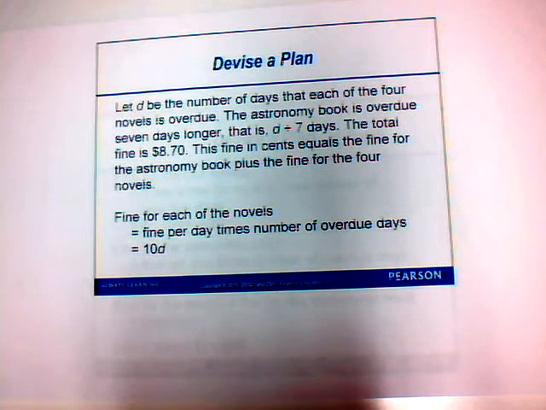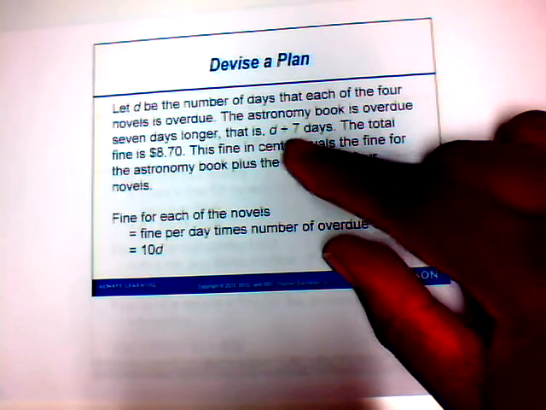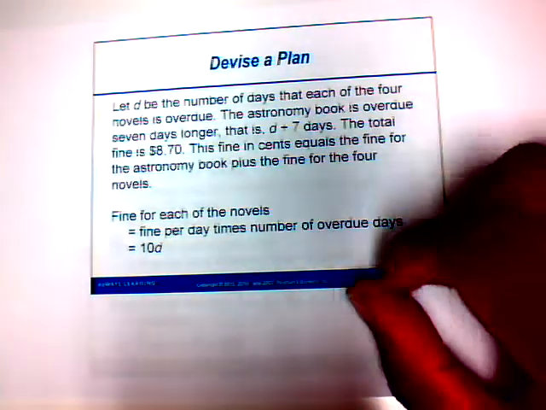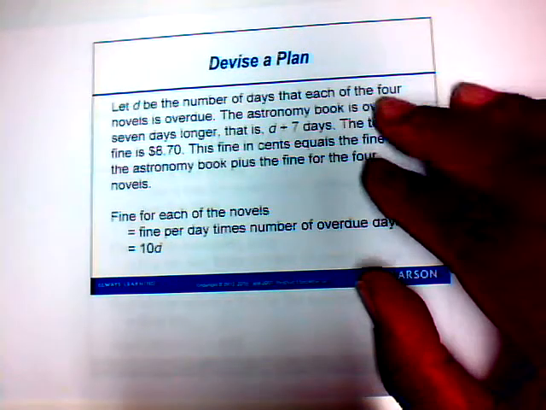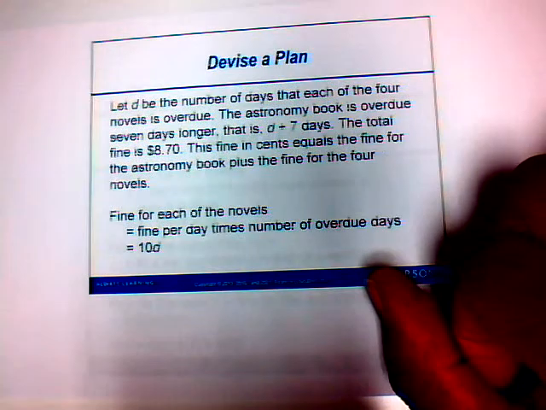Now we're going to devise a plan by letting D be the number of days that each of the 4 novels was overdue. The astronomy book is overdue 7 days longer, so that will be D plus 7 days. That would be the algebraic expression for the number of days that the astronomy book was overdue, if we let D be the number of days that each of the 4 novels was overdue. The total fine was $8.70.